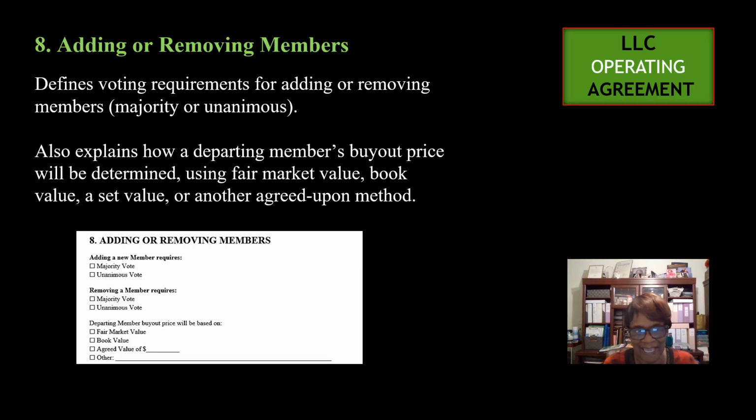Number 8, adding or removing members. Yes, it defines voting requirements for adding someone or removing someone. And it explains how a departing member's buyout price will be determined, using the fair market value, book value, a set value, or another agreed upon method. I have down there the options where it says departing member buyout price will be based on. You check which one. Yeah, this is important, guys.